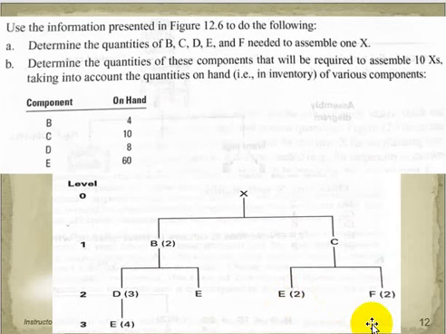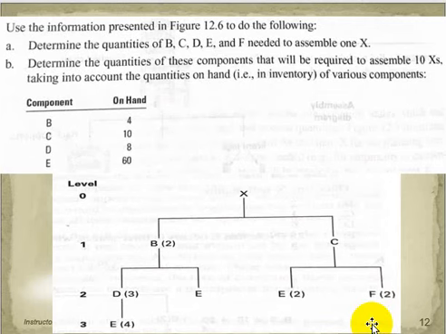Okay, let's calculate and determine the quantities of B, C, D, E, and F needed to assemble 1 X. If we want to make one unit of X, how many B do we need? We need 2 parts from B. To make 2 parts from B, we need 3 parts from D. How many units from E? To make 3 parts from D, we need 4 parts from E.